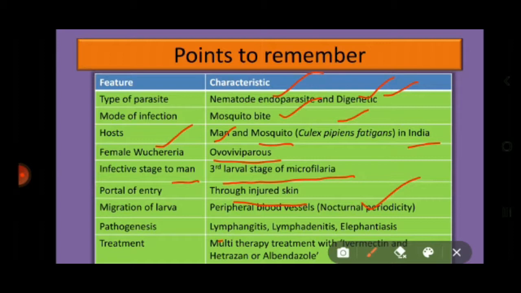Then lymphangitis, lymphadenitis, elephantiasis. Lymphangitis is inflammation of the lymphatic vessels, lymphadenitis is inflammation of the lymph glands, and elephantiasis results when the flow of lymph is blocked in the lymph vessels. And the treatment is a multi-therapy with ivermectin and hetrazan, or sometimes albendazole will be given.